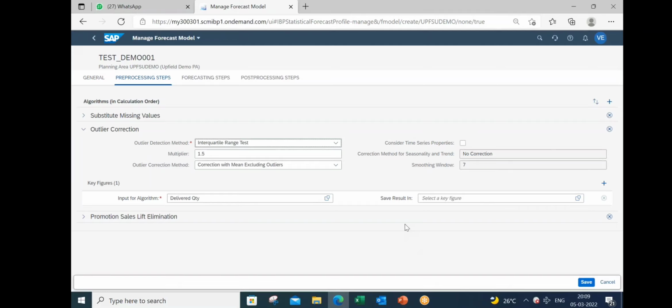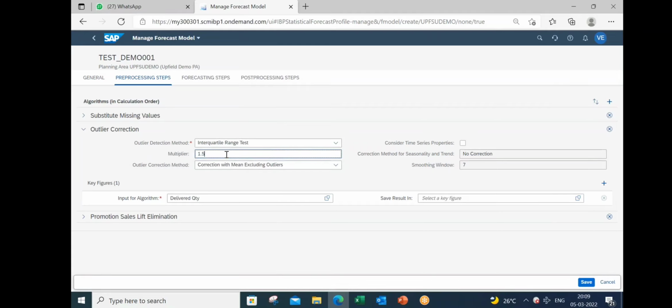It's not necessary to know, but it's good if you can go through them once. You don't need to memorize them, because they're very complex formulas, but you can go through them once. And multiplier 1.5 is the standard multiplier that we give.